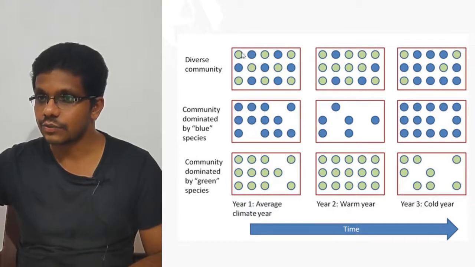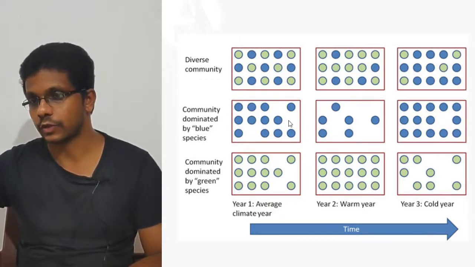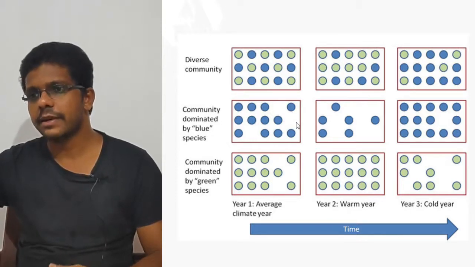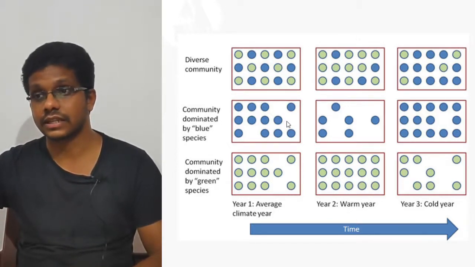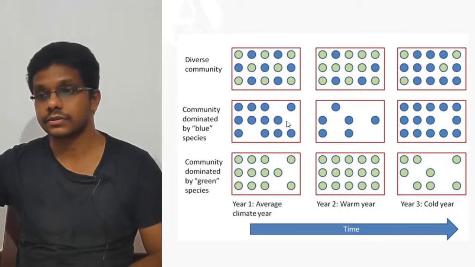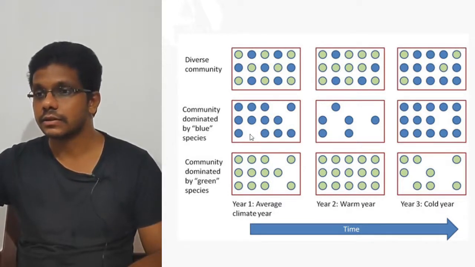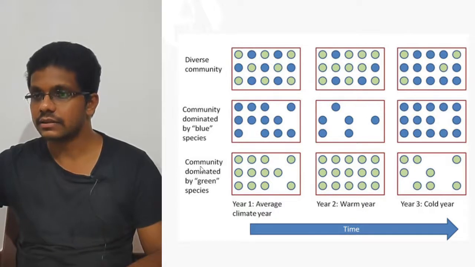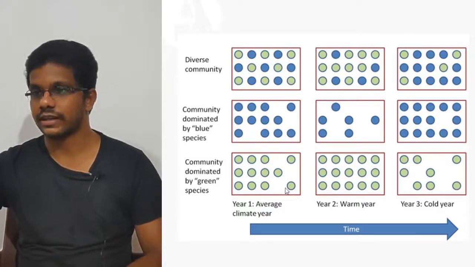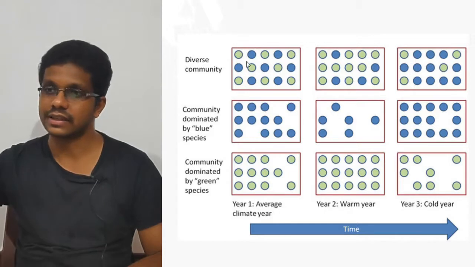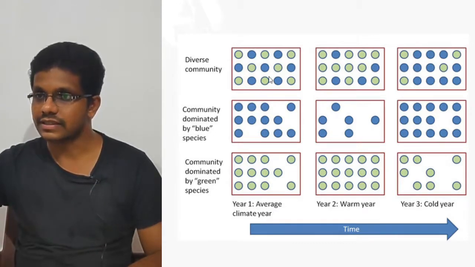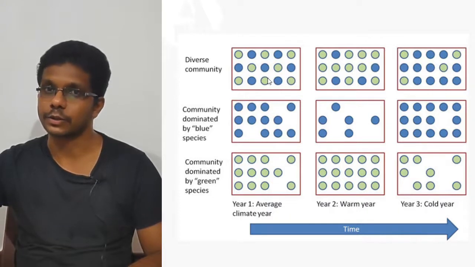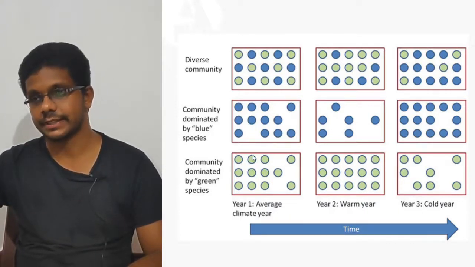Here you can see it is fully occupied. But in the blue only community, somewhere the plant is not able to grow. The blue plant is not able to grow. It may be because of the difference in the soil condition or irrigation issues like water availability, something like that. Due to some reason, the blue is not able to grow. In some places, green also is like that. Somewhere it is not growing. So the number of individuals is high in the diverse community because in some places, if the blue is not able to grow, green may be able to grow. So that's the average climate condition here.